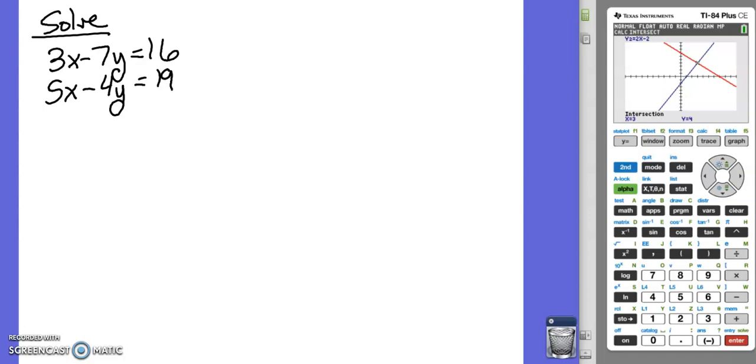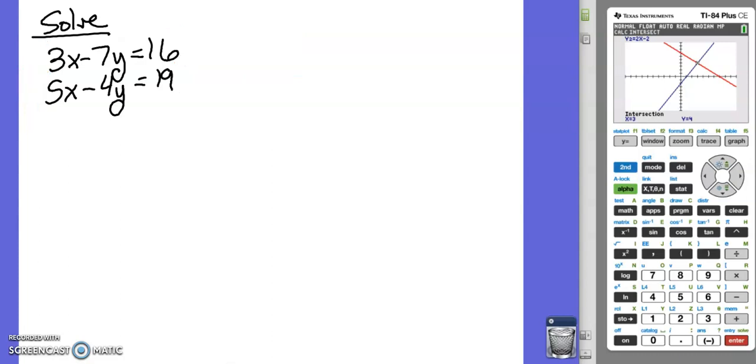Make a decision: do you want to cross out the x's or do you want to cross out the y's? And then we need to make them the same. So if I wanted to cross out the x's, then notice the first one's a 3, the second one's a 5. If I made them both 15, 15x and negative 15x, then they would cross out. So you would need to multiply this by 5 and this by negative 3. And then it would eliminate the x's.